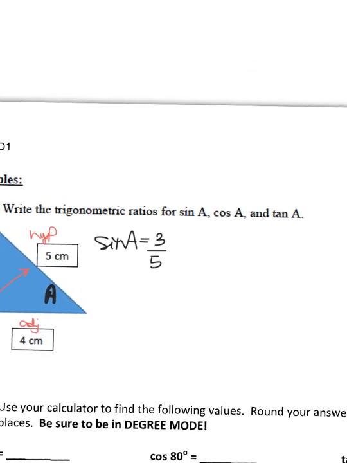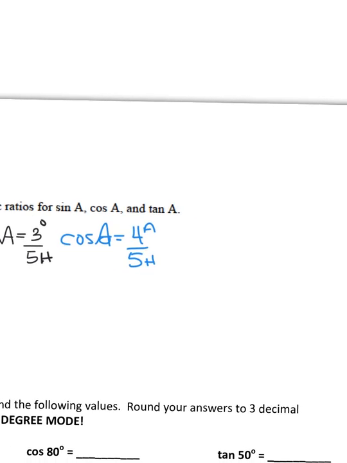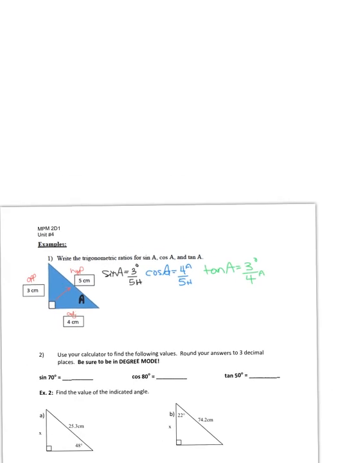So my adjacent side is the 4, and my hypotenuse is 5. So we have opposite over hypotenuse, we have adjacent over hypotenuse, and now we need tan, and tan is going to be opposite over adjacent. So the opposite side was the 3, and the adjacent side was the 4. So we have opposite over adjacent. So that's how we use those trig fractions.